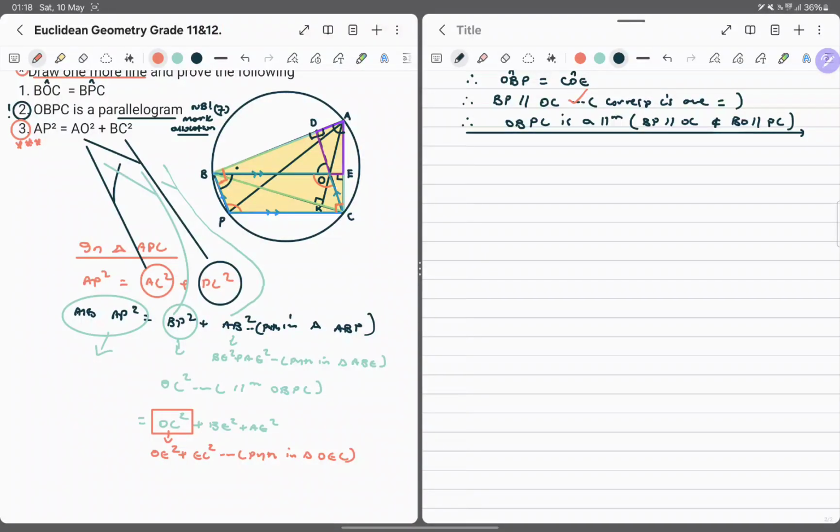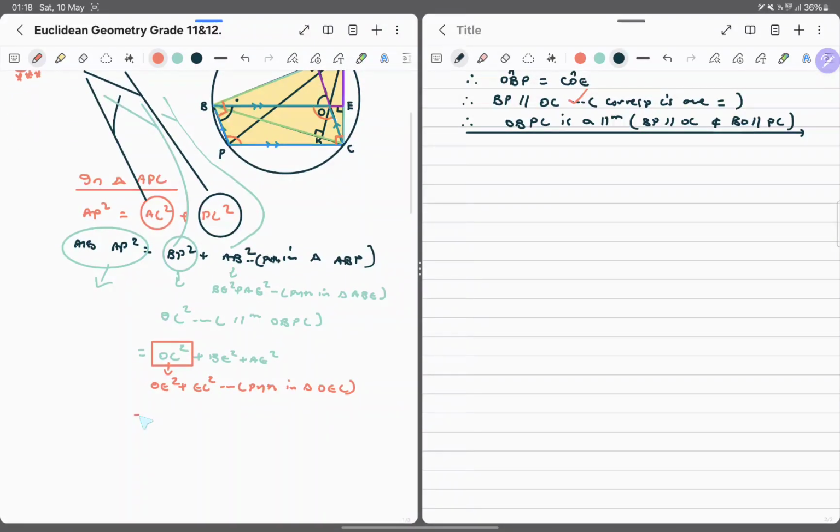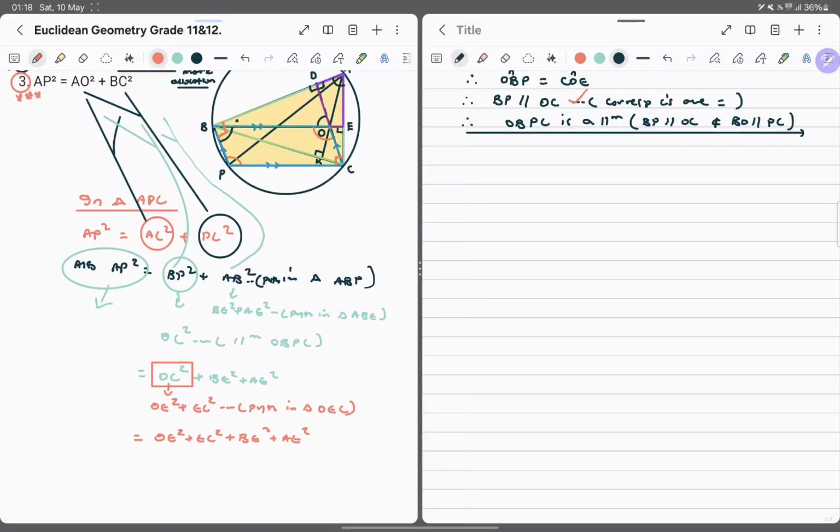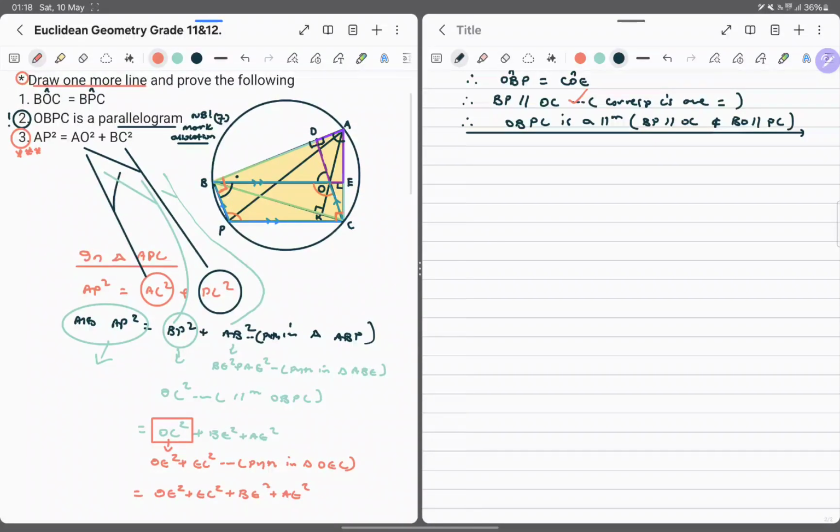All right, so what do we end up with now? We end up with OE squared plus EC squared plus BE squared plus AE squared. Okay, now we can see once we get this mess, we need to group here. So think of factorization by grouping. So we may have to strategically group things together. Okay, anyway, let's have a look.